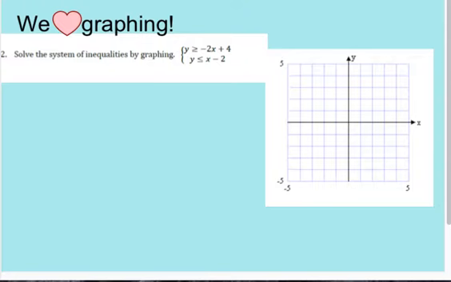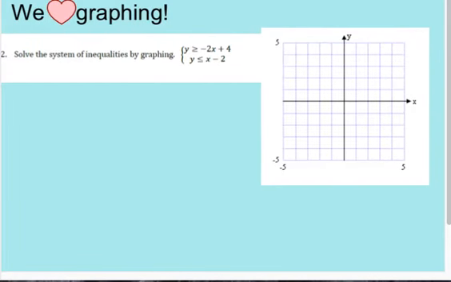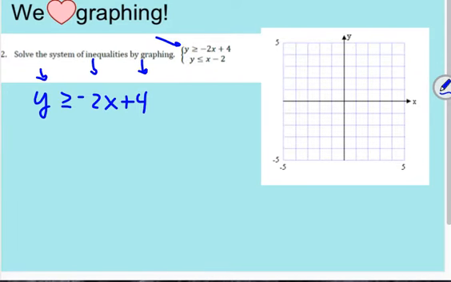What's nice about this one, they're both in slope-intercept form. That first one right here, I'll rewrite it. y is greater than or equal to negative 2x plus 4. I'm going to graph that in blue. It's already solved for y, so I can use slope, which is going to be negative 2 over 1, and y-intercept. But the key is this.